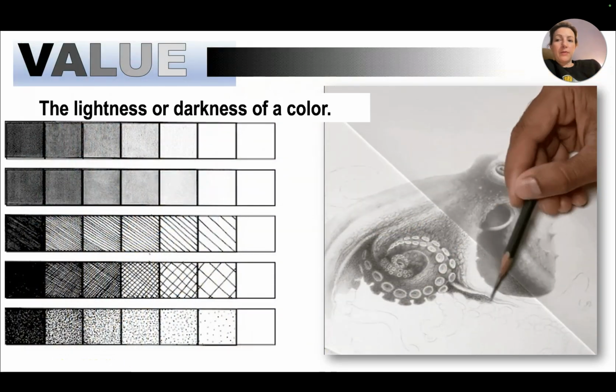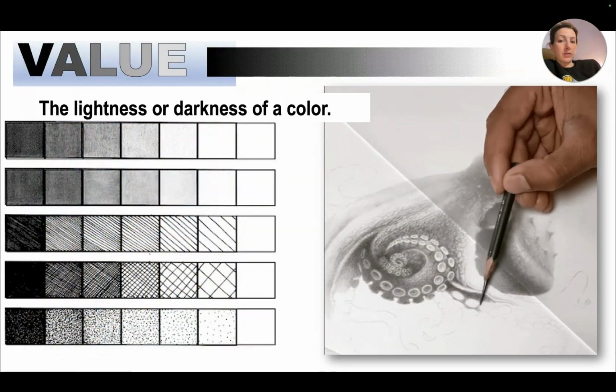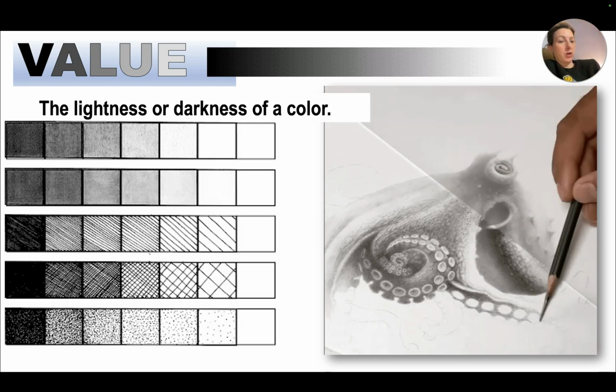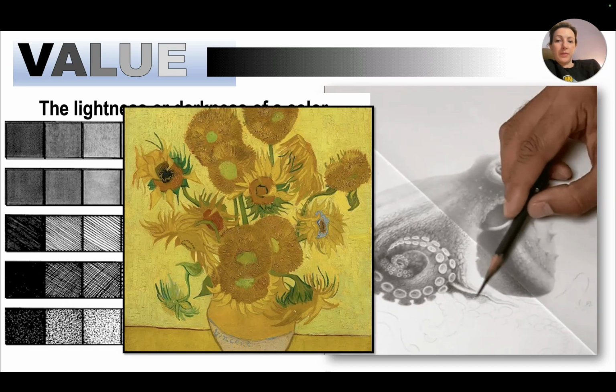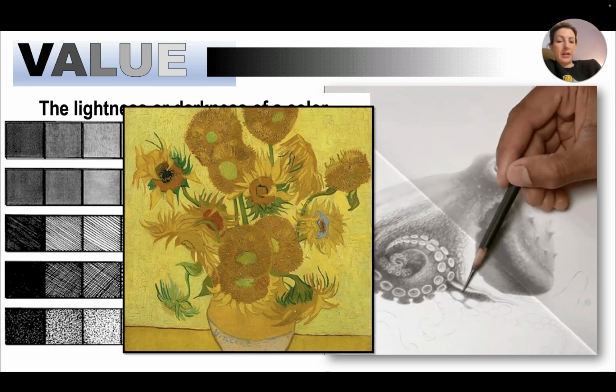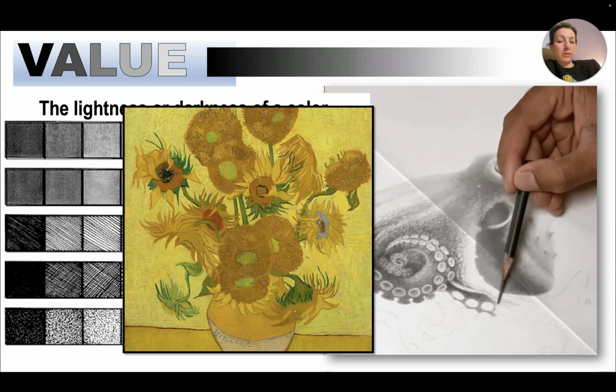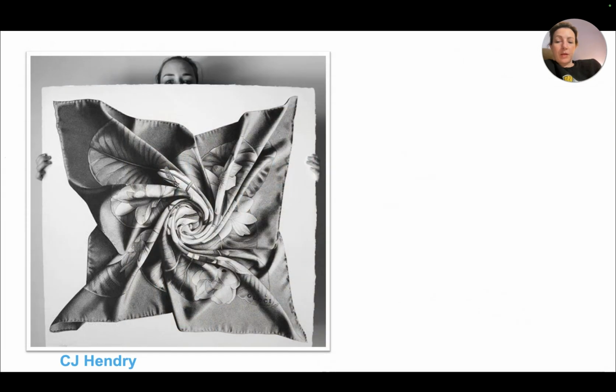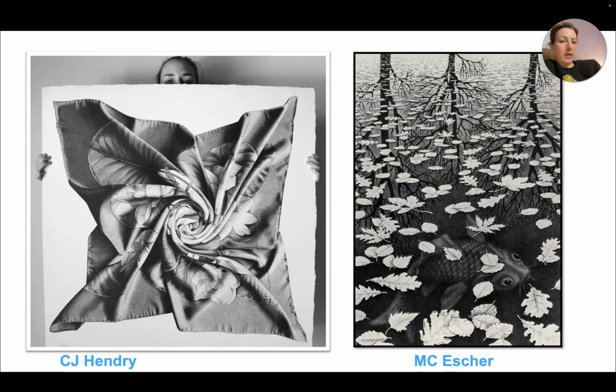Next is value. Value is the lightness or darkness of a color. We also think about it as black to white when we're doing drawings in pencil or charcoal or any black medium. This is an example by Vincent van Gogh, who uses a variety of value from light to dark of those nice yellows. This is an example of a pencil drawing by C.J. Hendry that also uses a range of values from light to dark of the pencil. And then this is a print by M.C. Escher. So again, the range of light to dark.